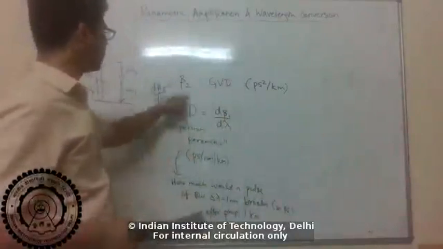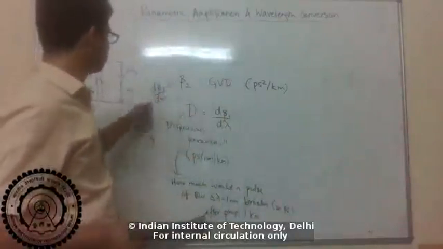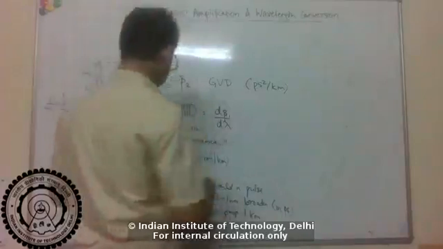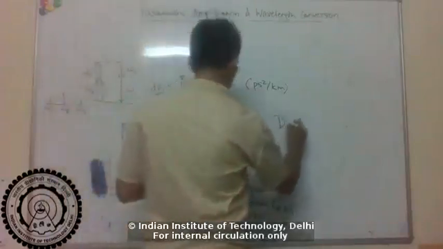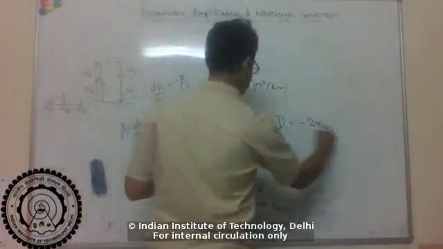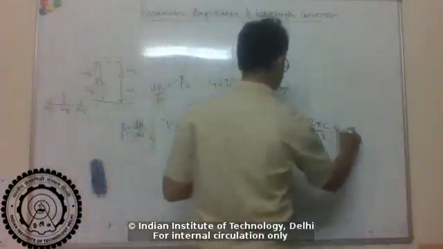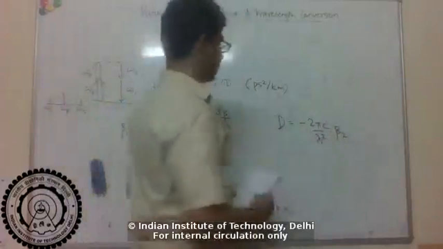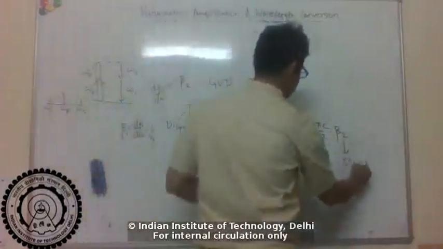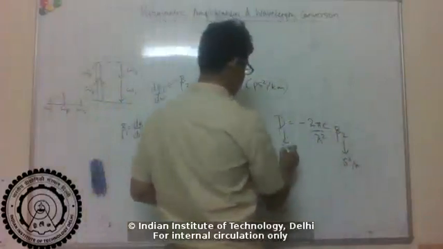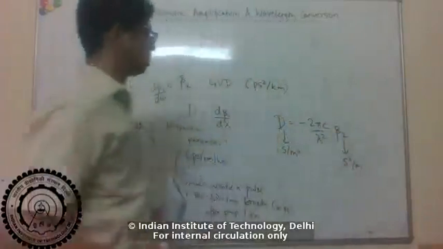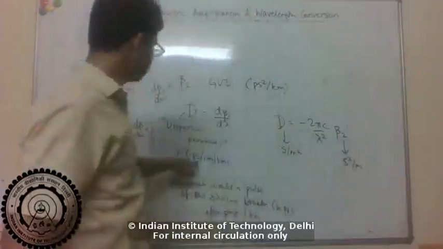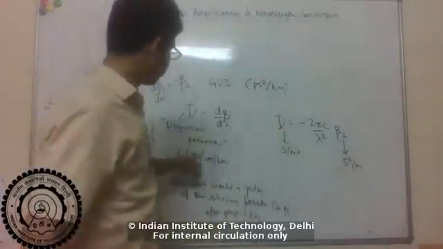Okay, so of course D is related to beta 2. They are not independent, right? One is a derivative with frequency and one is with wavelength. So you can check that the relation between D and beta 2 is just this. Okay, so they are just related by a constant which depends on the wavelength of operation. So beta 2 was in units of second square per meter. D you can check will be in units of second per meter square. So that's why this picosecond per nanometer per kilometer is second per meter square.